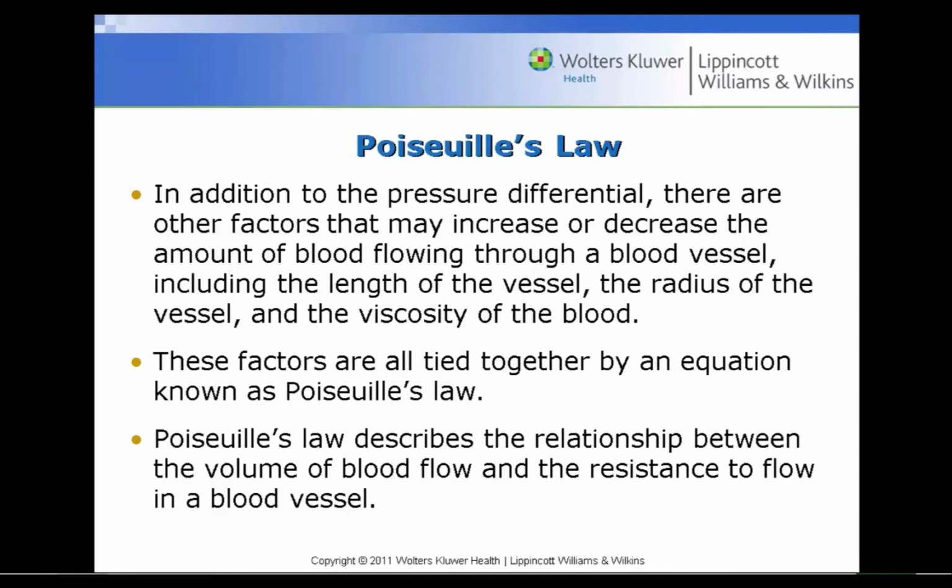We're going to talk about Poiseuille's law. So this is another law or factor that can increase or decrease the amount of blood flowing through a blood vessel, including the length of the vessel, the radius of the vessel, and the viscosity of the blood. So if we apply these three things, this will be, again, considering Poiseuille's law. This law describes the relationship between the volume of blood flow and resistance to flow in any blood vessel.